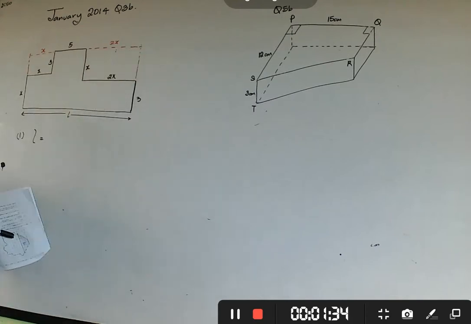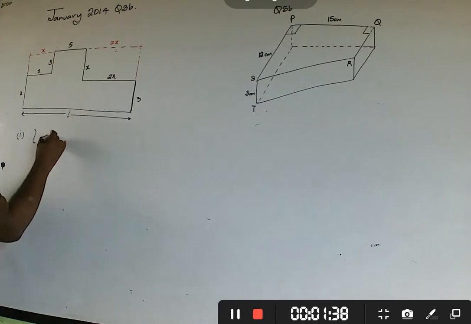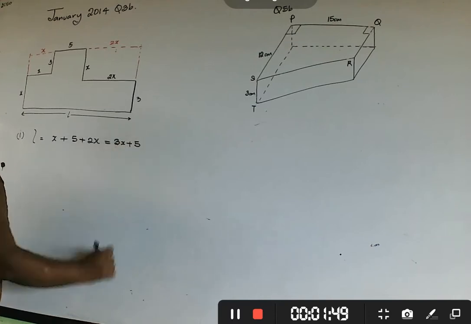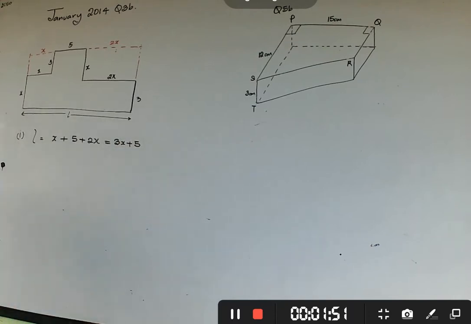Yes, sir. Fine. So I would say that L is equal to x plus 5 plus 2x. Do you agree? Yes, sir. What is x plus 2x? 3x. So L is 3x plus 5. Did you get it? Yes, sir.